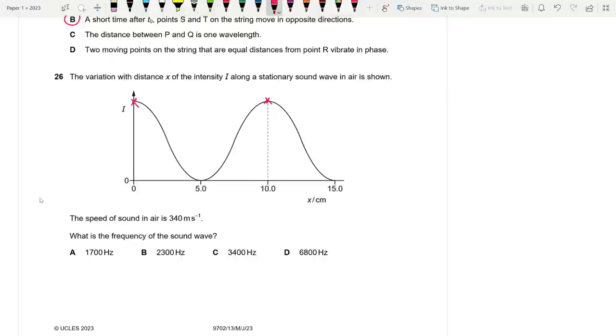Intensity of sound wave along here. So we know that sound is in fact a longitudinal wave. We know the speed. We want to find out the frequency, right? So how do we approach this honestly? Variation with distance x. So we could think of it as compression and rarefaction actually. So maybe the points of maximum intensity refer to the compression, but that actually refers to air pressure.